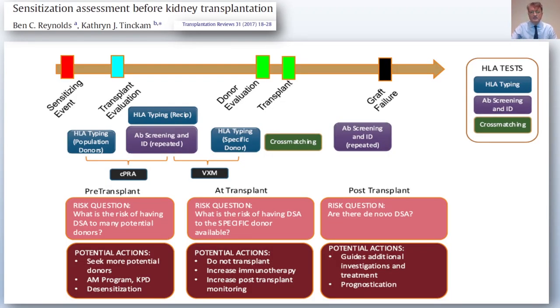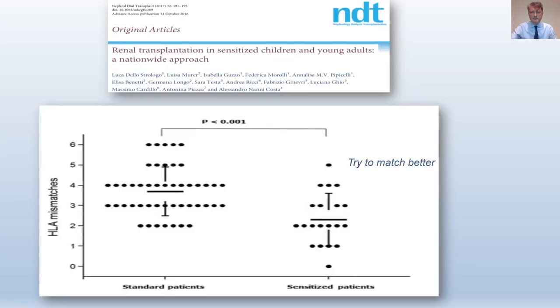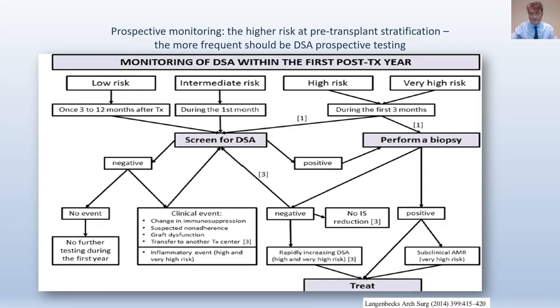If we have patients who are sensitized, we have to remove these antibodies and block them. One of the simple methodologies to transplant a sensitized patient is to try to match better. So seeking an ideal kidney is one of the ways, which of course can extend the waiting time, and sometimes it's not acceptable anymore if it's too long. The second very important thing is prospective monitoring.